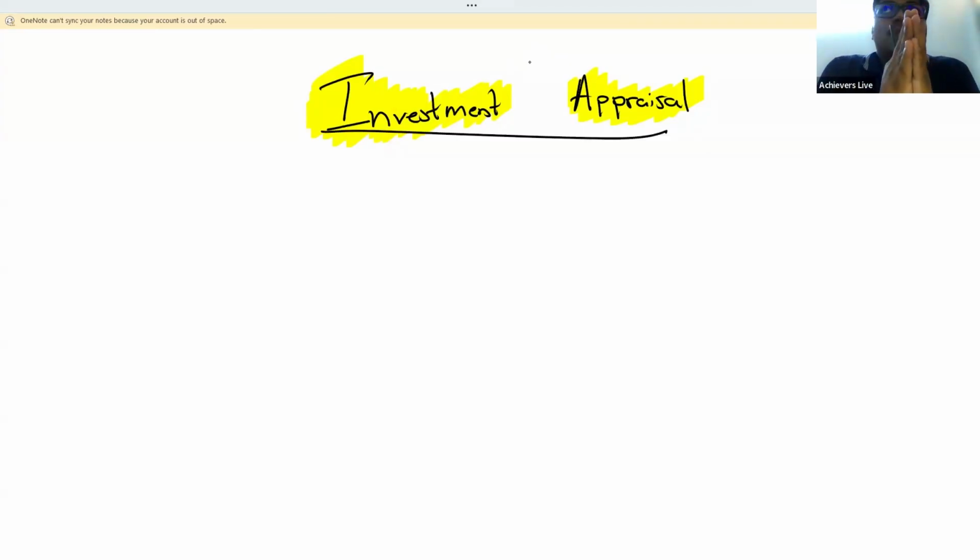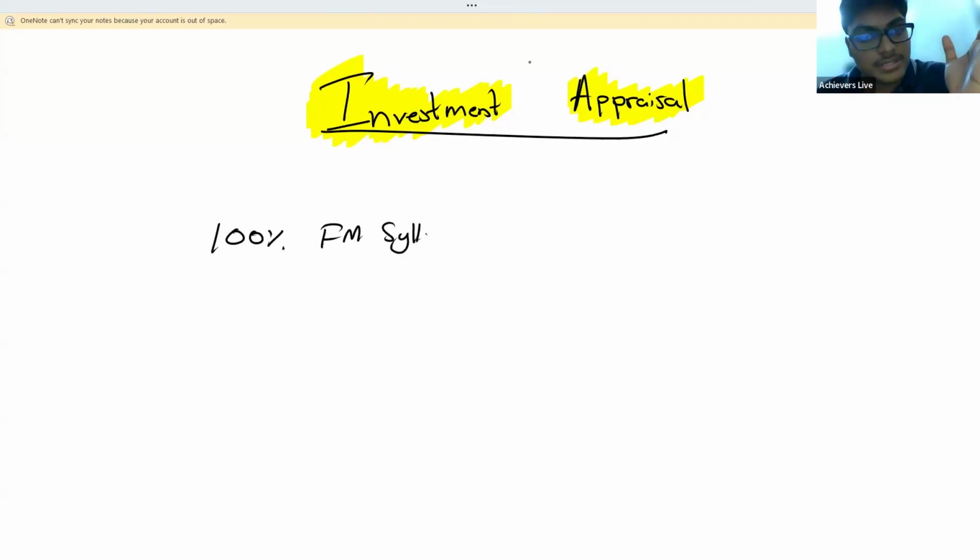So what we are going to do is a full 100% revision of the entire FM syllabus. Remember, it's a revision, not the content class. So don't ask me silly doubts. Don't come and ask me now, sir, what is the meaning of NPV, sir? What is the meaning of cost of capital? This is not a content class. This is a revision class. So I will be going over the content. I will be touching upon the main areas in the FM syllabus, what you have to keep in mind.